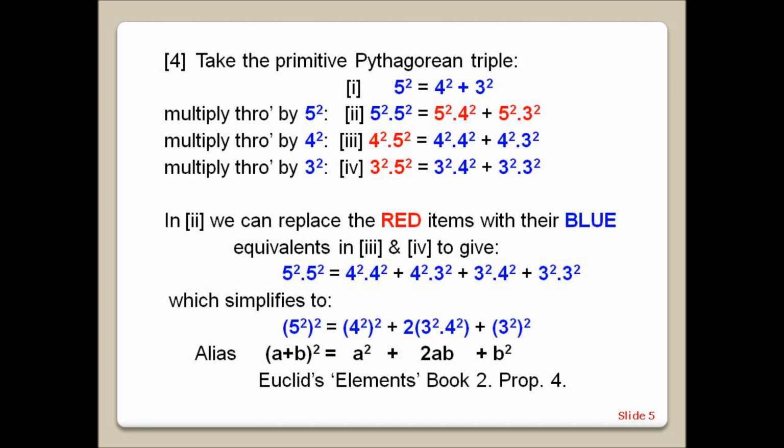equals 4 squared 4 squared plus 4 squared 3 squared plus 3 squared 4 squared plus 3 squared 3 squared, which simplifies to (5 squared) all squared equals (4 squared) all squared plus 2 times 3 squared 4 squared plus (3 squared) all squared, alias (a plus b) all squared equals a squared plus 2ab plus b squared. Euclid's Elements, Book 2, Proposition 4.